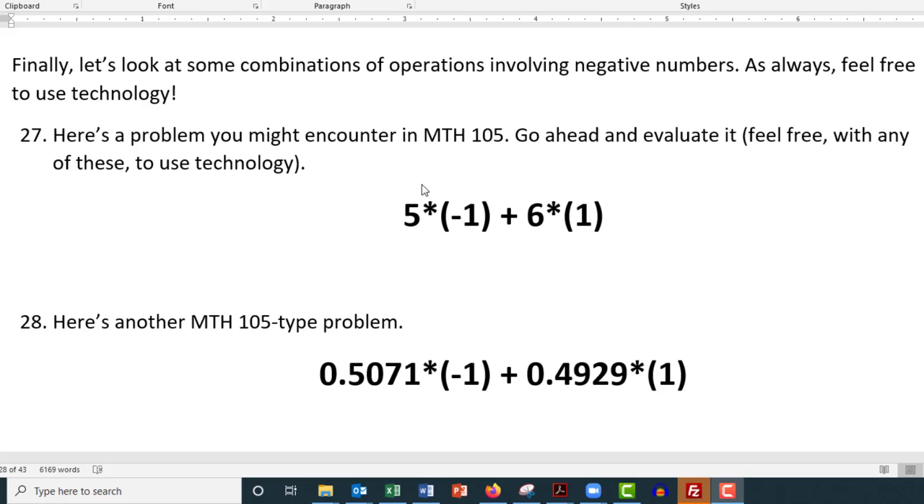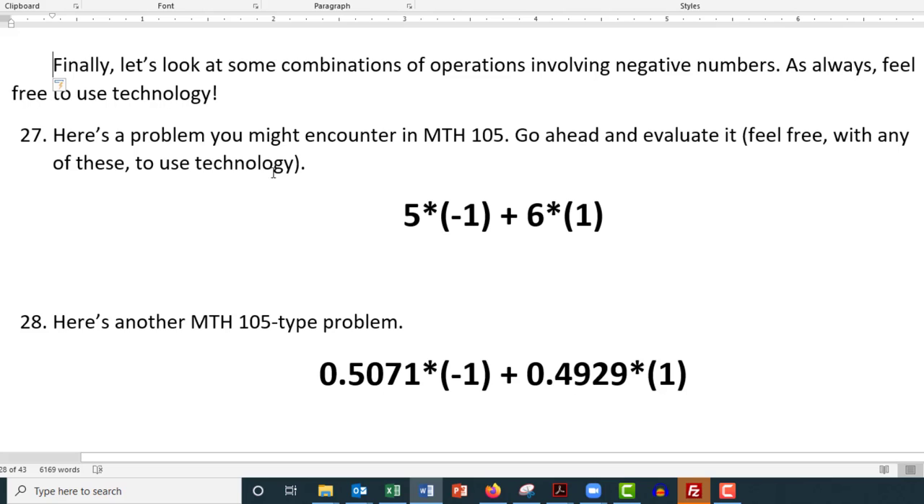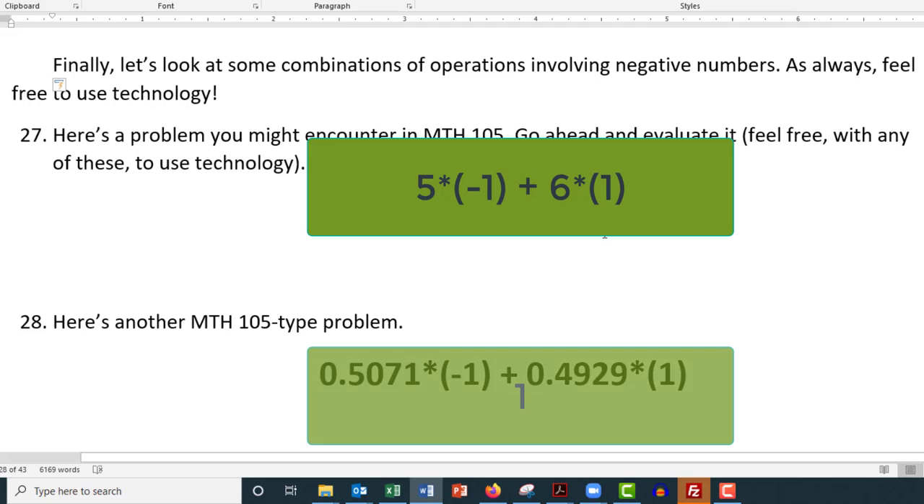So we're going to evaluate this expression. We're going to combine multiplication and addition, which means we have to use order of operations. Feel free to use technology for this. So 5 times -1 plus 6 times 1. Now, one way you can do it is multiplication first. 5 times -1 is -5. 6 times 1 is 6. And then -5 plus 6 is 1.